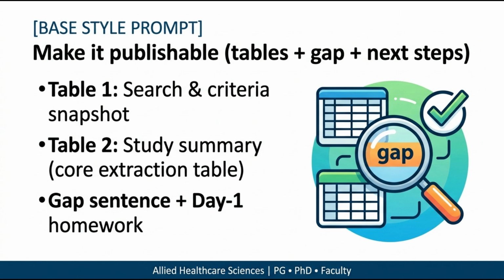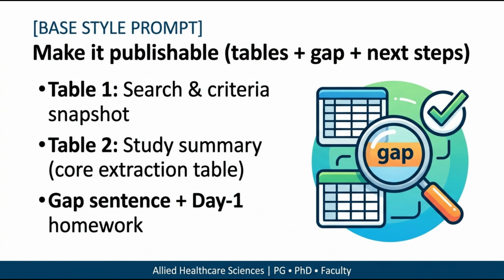To make the review look publishable, create 2 simple tables. Table 1 is your search and inclusion criteria snapshot. Table 2 is your study summary extraction table. If it's systematic, add a PRISMA flow. If it's narrative, add a concept map.